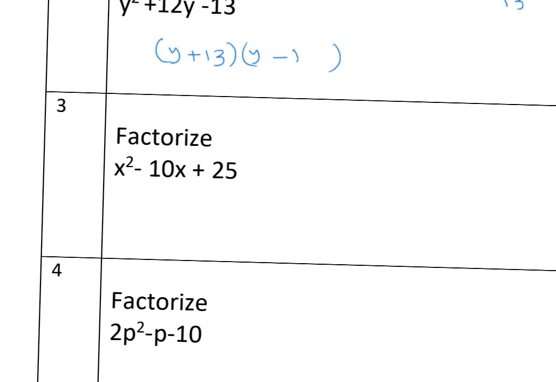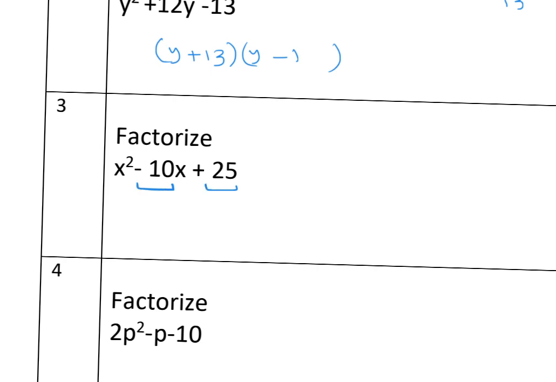Next one, x squared minus 10x plus 25. We need two numbers. If you multiply, you get positive 25, and if you add, you get negative 10. If you multiply and get positive, both of them are positive or both negative. But because the sum is negative, both of them should be negative. So we need two negative numbers.